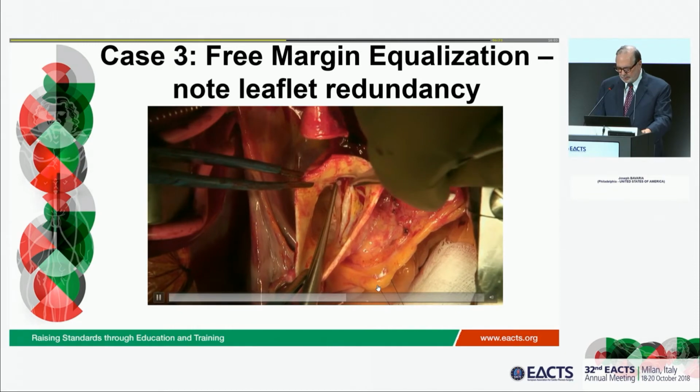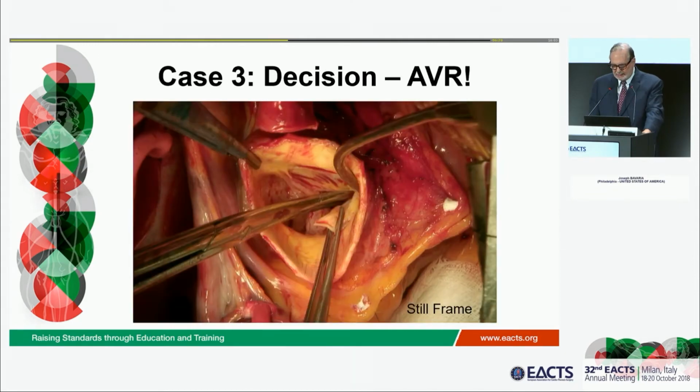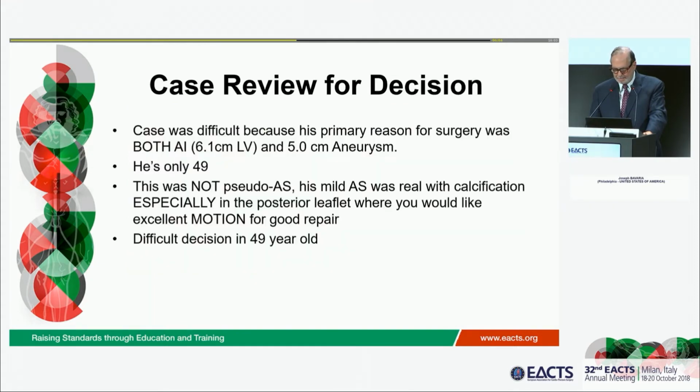So here's my decision in this case, and this could be, again, something that I would like to hear Laurent's view on, whether this would be something they would have saved. My decision on this 49-year-old was that this was not going to hold up with that big calcification, and we decided towards aortic valve replacement with a big 29 millimeter valve. So this was difficult. His primary reason for surgery was both AI and aneurysm in this case. He's only 49. This was not pseudo-AS.